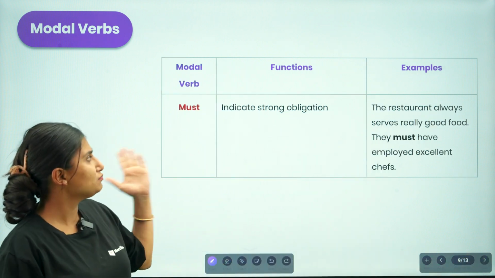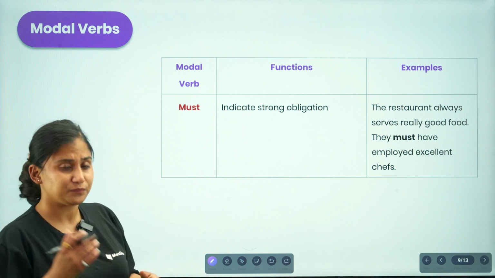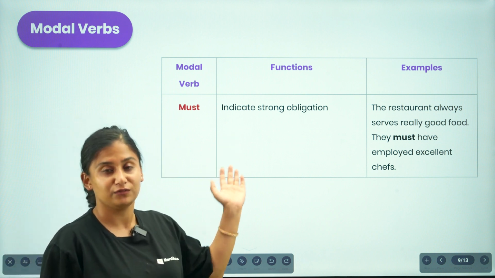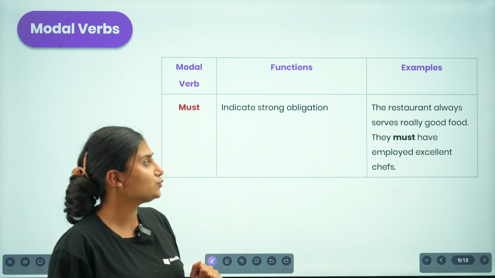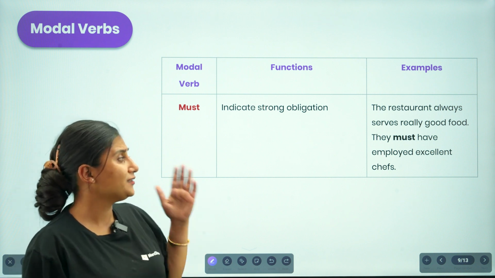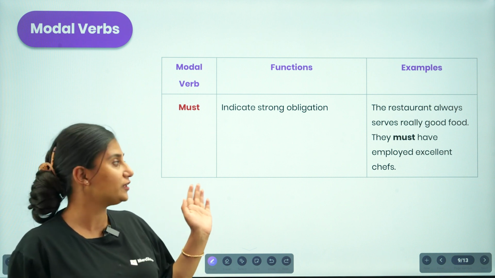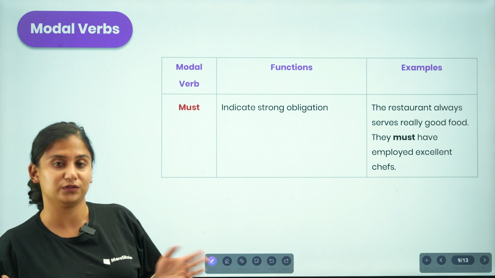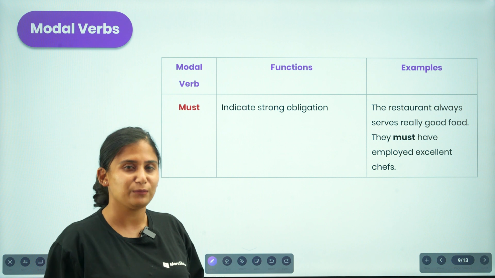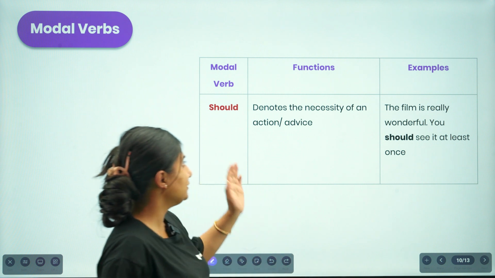So moving on, we use must to indicate a strong obligation. In order to indicate something that must be performed, that is compulsory to perform, we use must. For example, the restaurant always serves good food. The restaurant is serving good food to you, and then what you say is, they must have employed an excellent chef. The only reason behind them serving good food is that they must have employed an excellent chef. So moving on to the next, in order to get good marks in an examination, you must study.